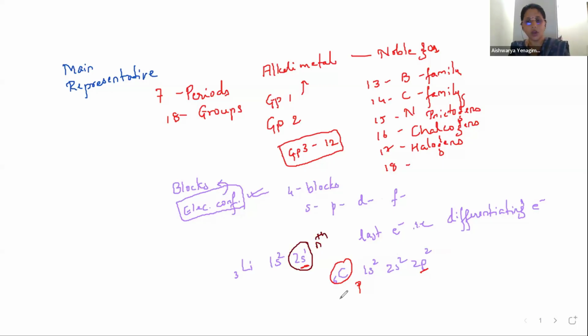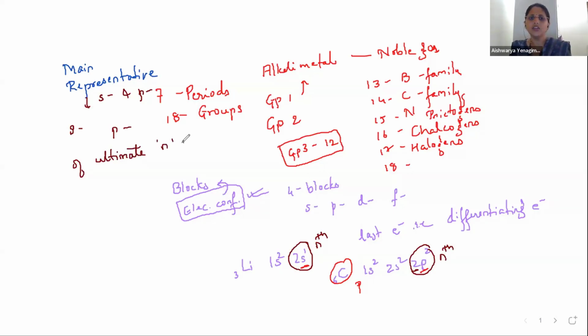This is an example for p block elements. Here the last electron is entering into the second shell. This is also the last shell, yes or no? So this is also the nth shell. So when we define s and p block elements, we define them as the last electron, the differentiating electron, entering into the s subshell for s block or the p subshell for p block of the ultimate shell, or you say the nth shell.